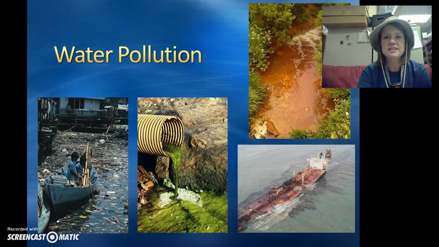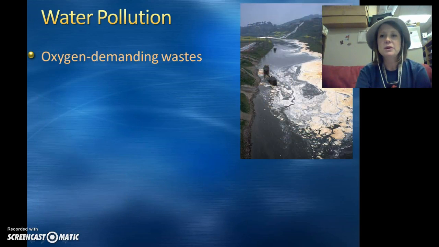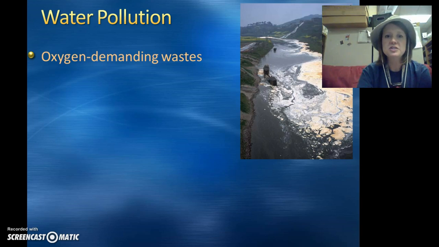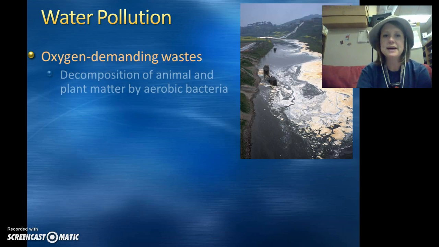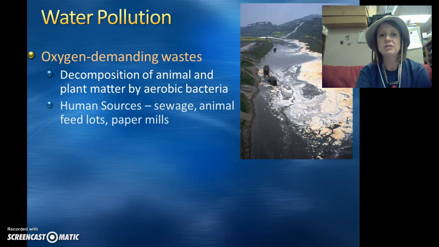Today we're going to look at the different types of water pollution and how that water pollution can be managed. The first type that we've talked about before are the oxygen-demanding waste. So this is that organic material that has to be broken down, and that decomposition by aerobic bacteria takes the dissolved oxygen out of the water.